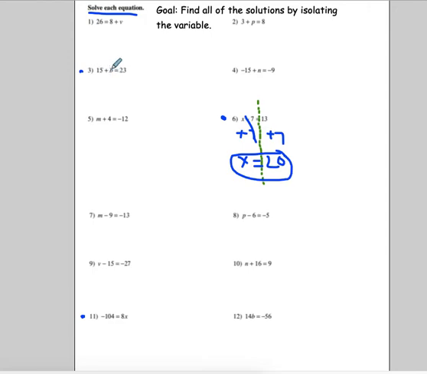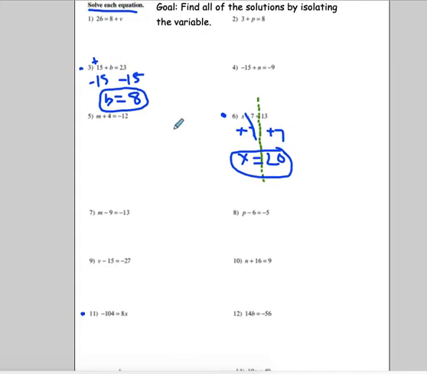Here 15 is being added to b. If you want to undo the addition of 15, you can do that with a subtraction by 15. Normally you're going to be looking at the sign in front of it. If there is no sign, it's assumed to be positive. If it was negative, you'd see a negative sign, like here's a negative 56 down there. Since this is a plus 15, we're going to undo it with a subtraction by 15. And if you subtract 15 on the left, you have to subtract 15 on the right. 23 minus 15 is 8. And sure enough, if you go back and check your answer, 15 plus 8 is 23.